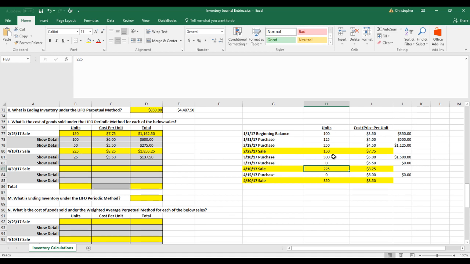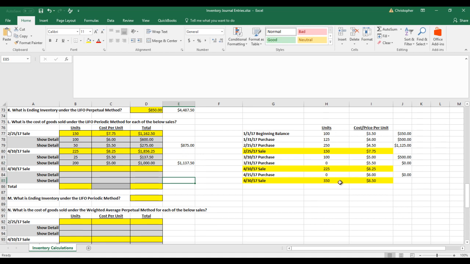There are 300 in the next layer, so we're going to use the 200 out of that. 200 times $5 is obviously 1,000. That leaves us with only 100 there. So we have our 225 units. We're good to go. By the way, I forgot to add up the cost of goods sold. There, we're good to go.